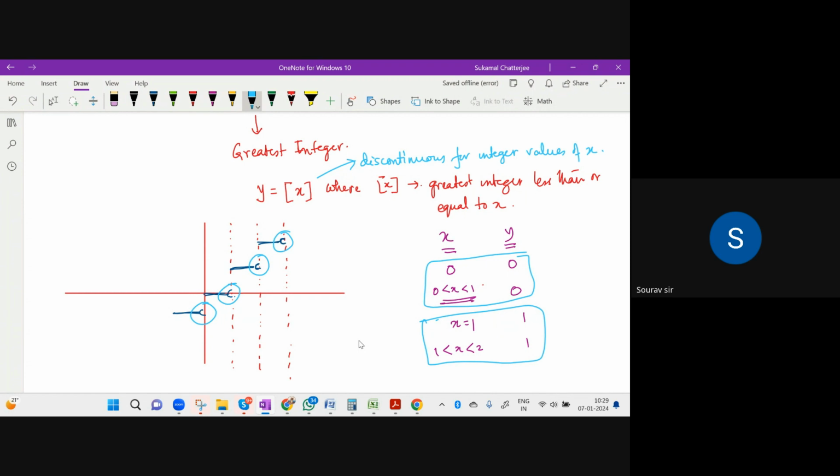So if I tell you, find the points of discontinuity of gint x when x is lying between -5 to +5, how many points of discontinuity can you see? x is greater than -5, less than +5. How many points of discontinuity?